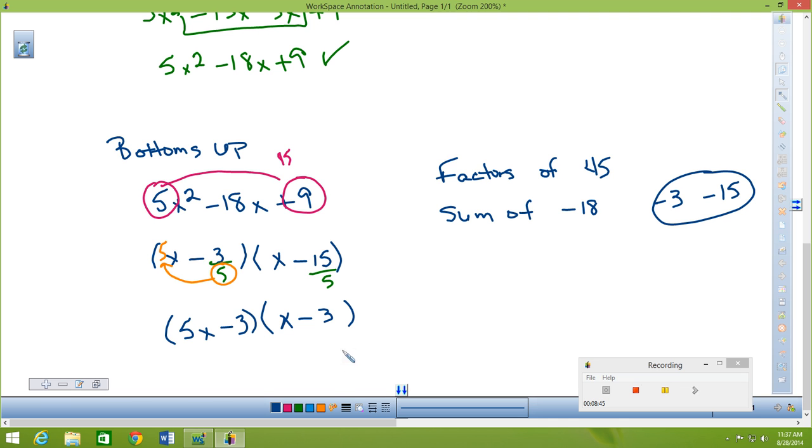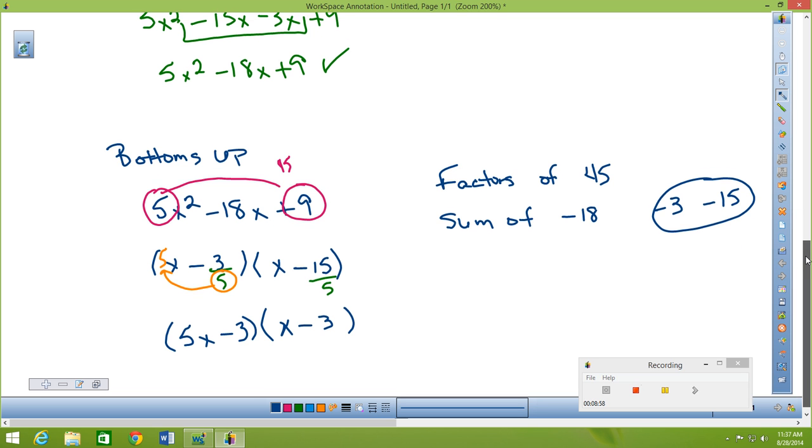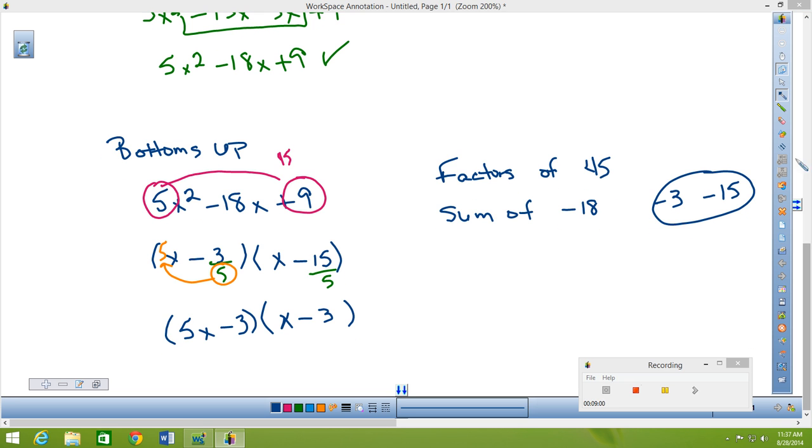Okay, I'm going to do a couple of more examples, and I'm going to use the Berry method. If you like that bottoms-up method, I will help you with it in class. Okay, so let's do some more examples. Let's see, new page.